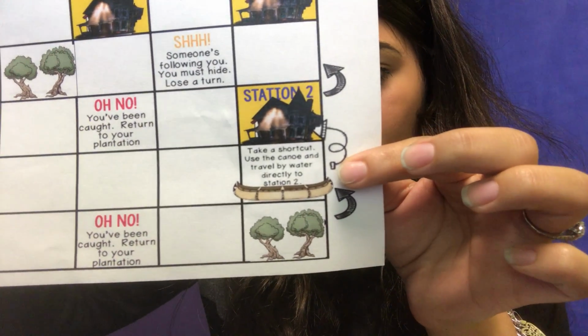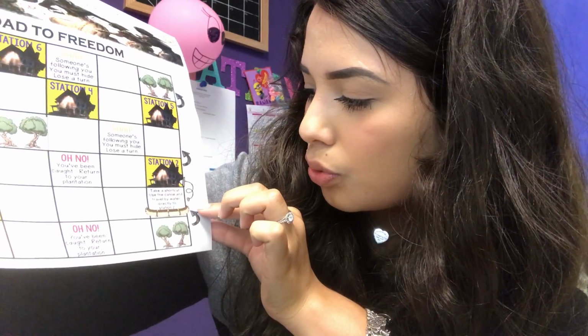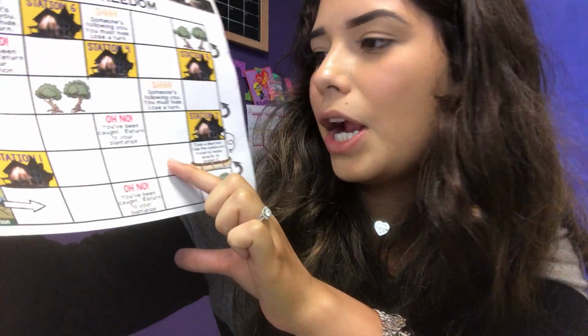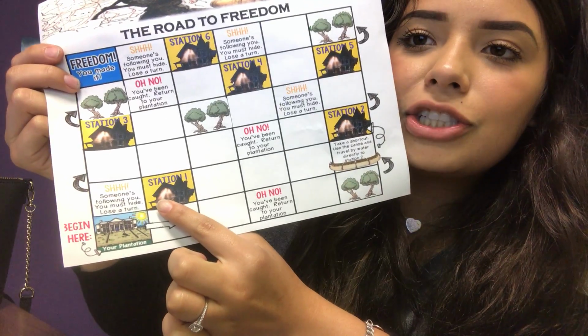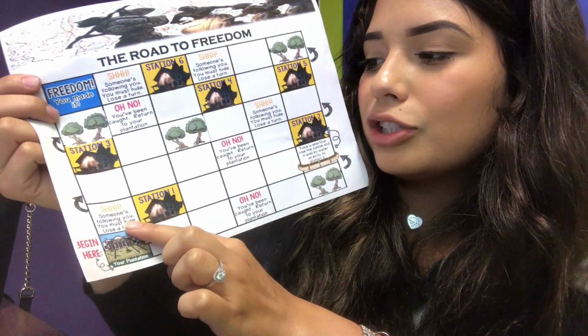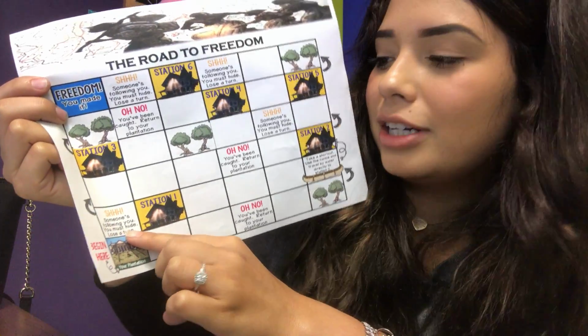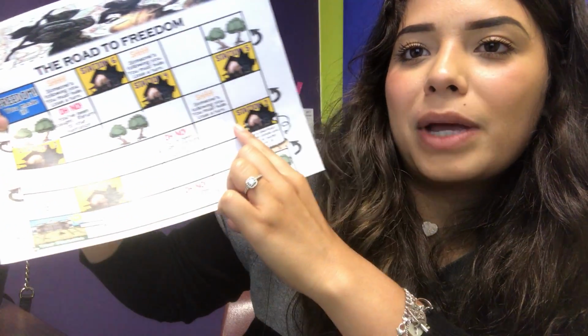There's that canoe that says take a shortcut. Use the canoe to travel by water directly to station 2. So that's a cute shortcut there. And then you go this way. There's another station. And then there's someone following you. You must hide and lose a turn. And then there's the arrow again that leads you this way.